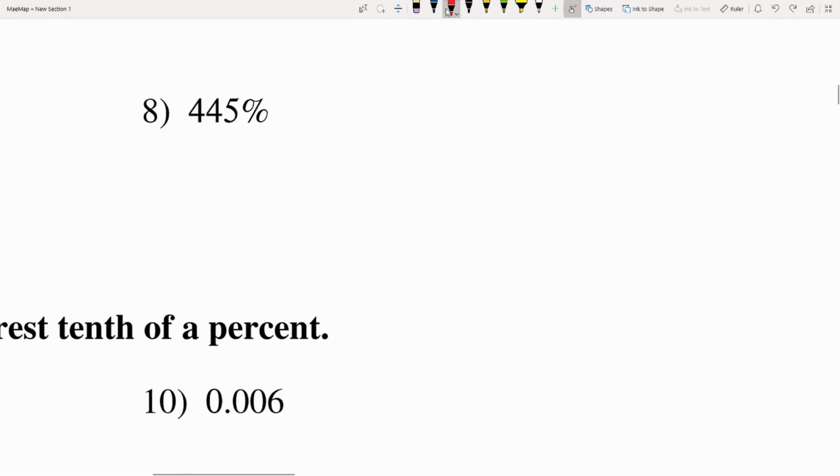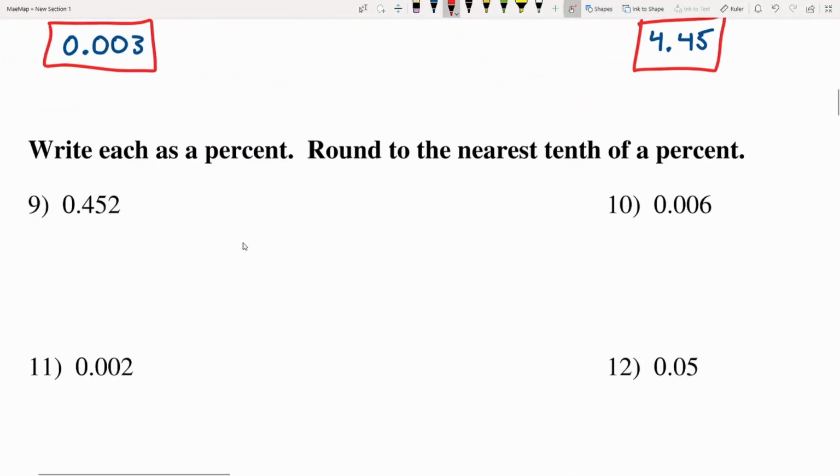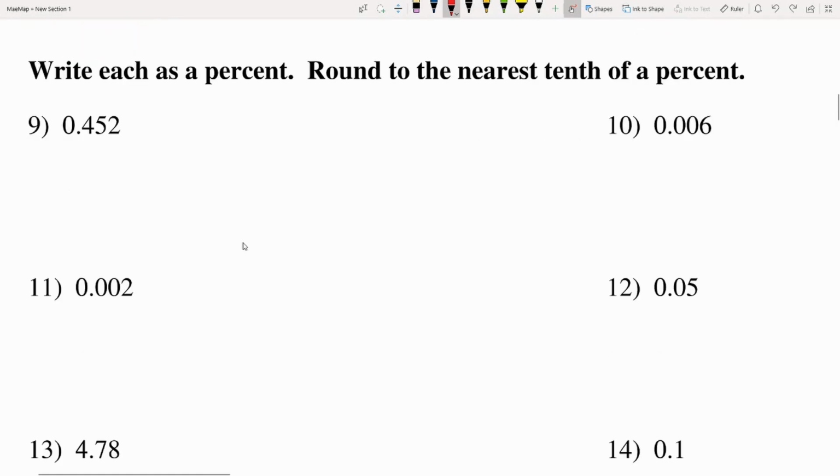And lastly, for this section, 445%. My decimal is after the 5. Moving it over twice, I'll get 4.45 or 4 and 45 hundredths. Now, for this next set of directions, we're just going to be writing each as a percent, and we're going to round to the nearest tenth of a percent.